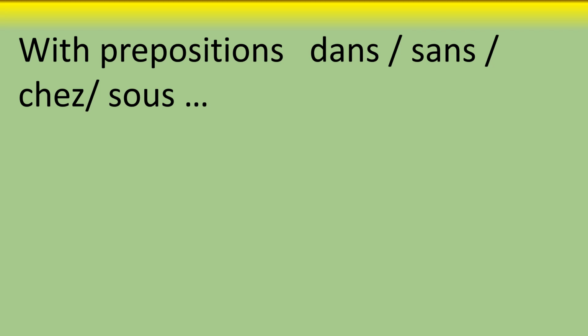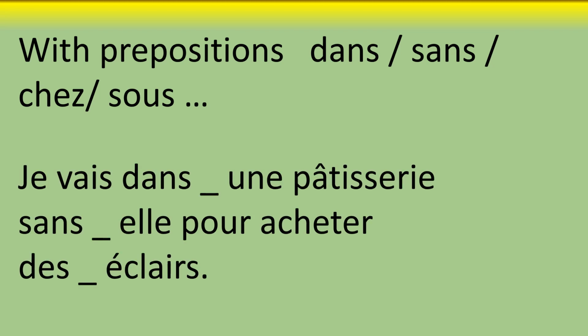Liaisons are compulsory with prepositions such as dans, sans, chez. Dans means in, sans, without, chez, at or to somebody's place. And I have a sentence for you. Je vais dans_une pâtisserie sans_elle pour acheter des_éclairs. I'm going to a pâtisserie, so pâtisserie is a bakery, sans elle, without her, pour acheter des éclairs, to buy some éclairs. Éclair is a type of cake.